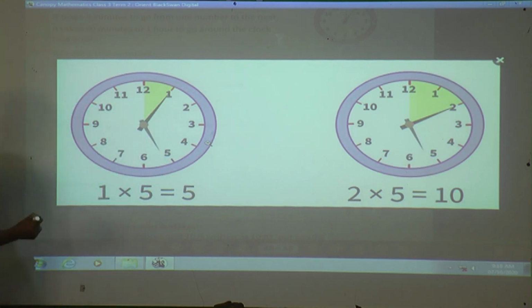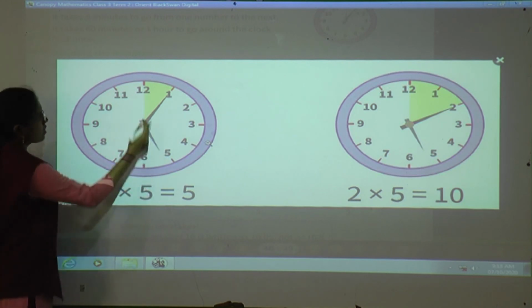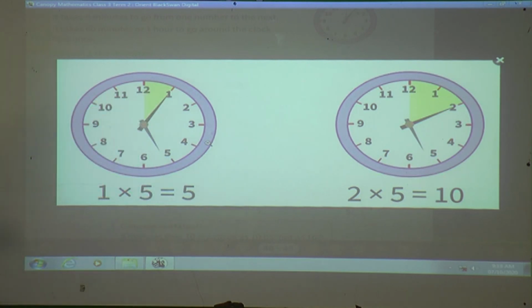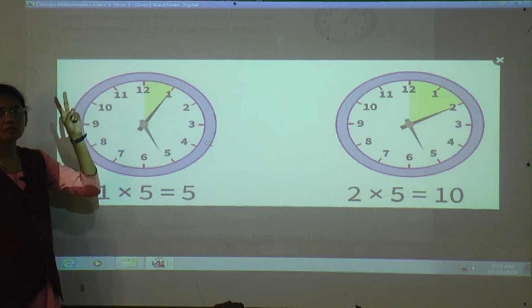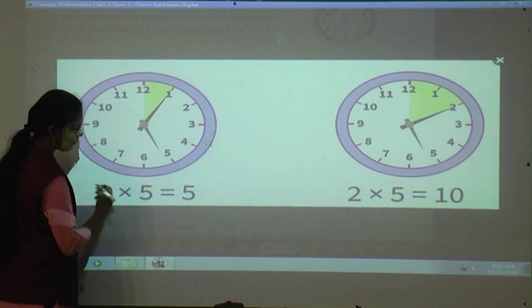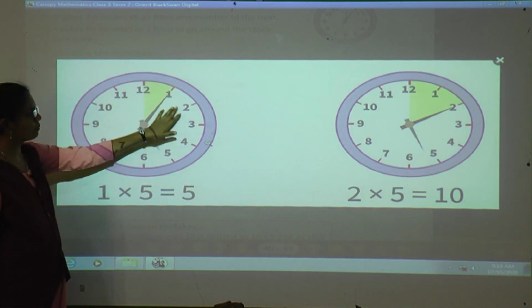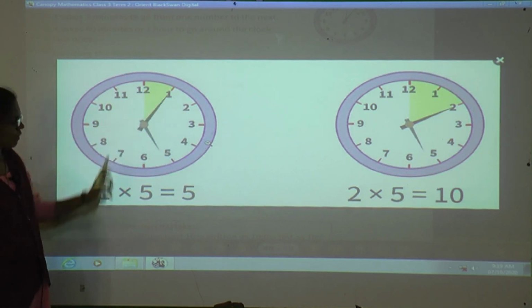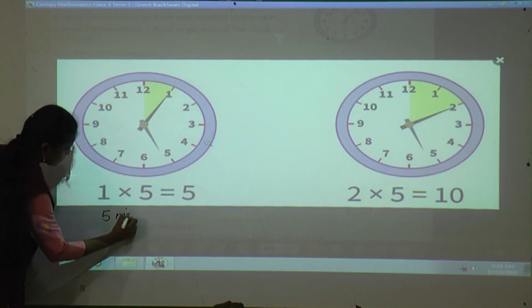So here what we have to do? 1 into 5. Why 1 into 5? Because in between two numbers there are 5 small lines. So here we have to do 1 into 5, which means 5. Then what is the time in this clock now? How many minutes passed? Here, see, 1 into 5 means 5 minutes passed.